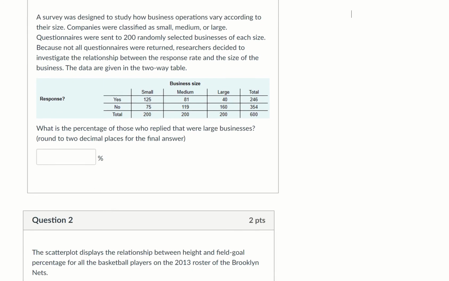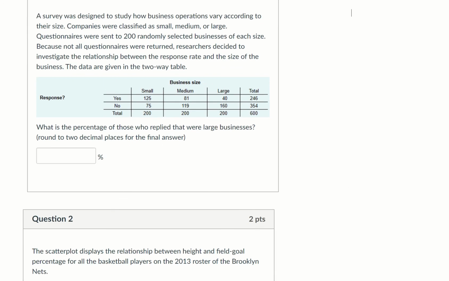All right, so question 1. A survey was designed to study how business operations vary according to their size. Companies were classified as small, medium, or large. Questionnaires were sent to 200 randomly selected businesses of each size. Because not all questionnaires were returned, researchers decided to investigate the relationship between the response rate and the size of the business. The data are given in the two-way table.